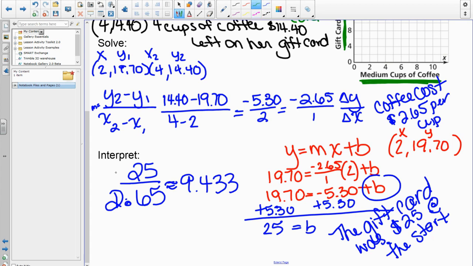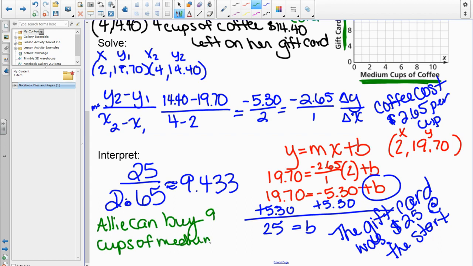So how many cups of coffee is our final question? She can't buy 10 because she only has enough for 9.433. And of course, you can't sell 43 or 433 thousandths of a cup. So Allie can buy 9 cups of medium size coffee.